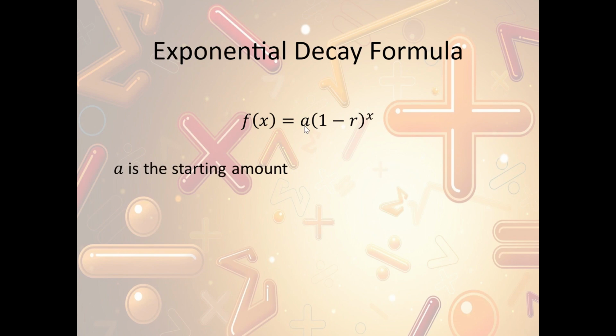So if we were talking about money that we owed, well, that might be A, right? So that's our starting amount, how much we owe. R is the rate of change. How much are we paying each month?